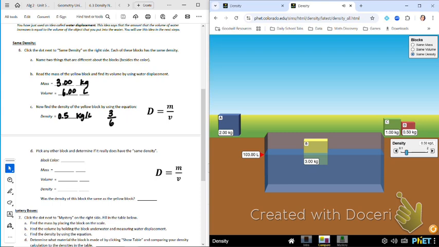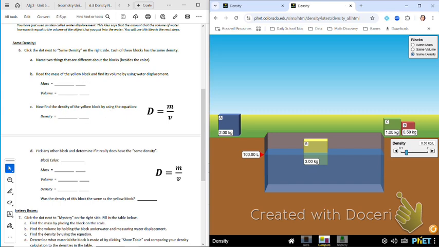We're going to do this again, but with a different color block to determine if it really does have the same density. So, somebody, blue, green, or red? Blue. Everybody okay if I clear the screen? Yeah.